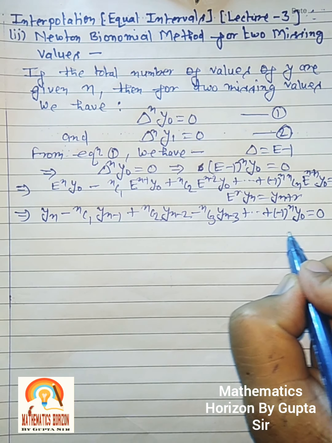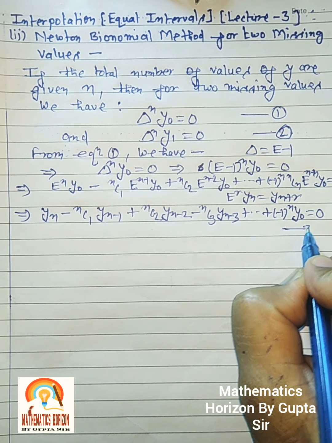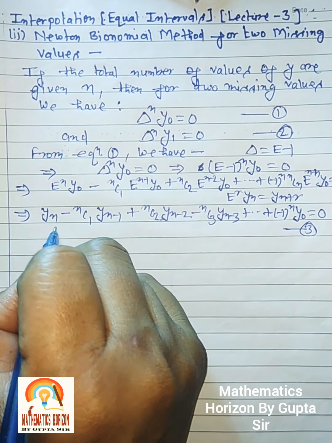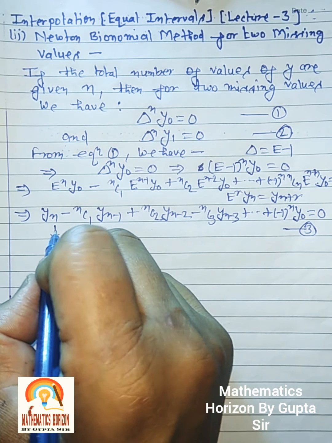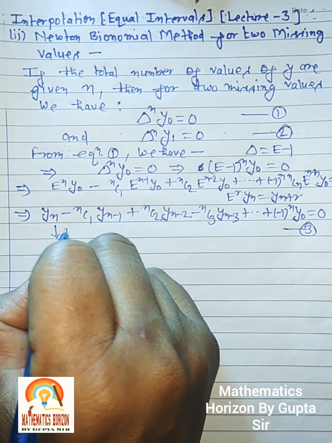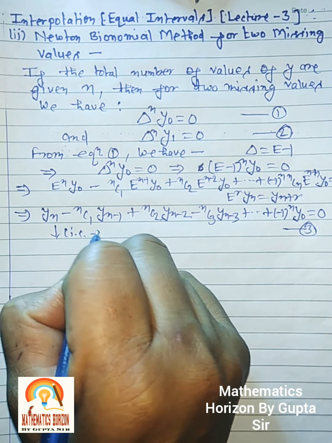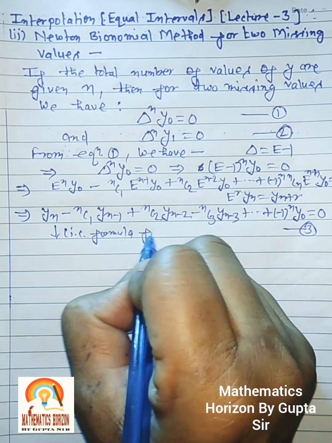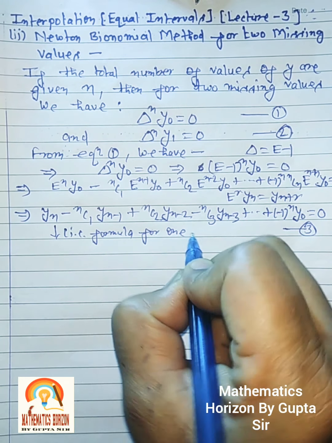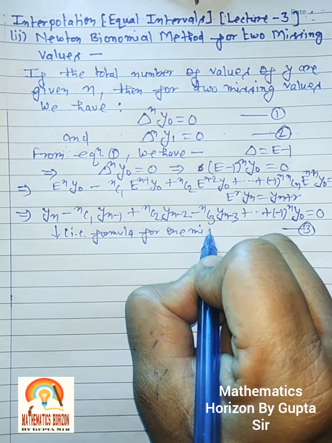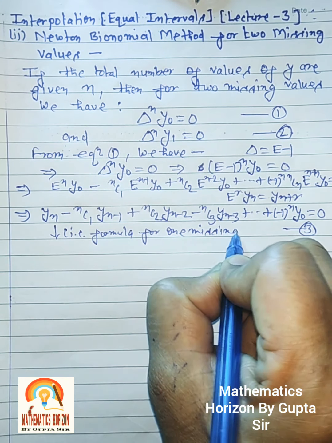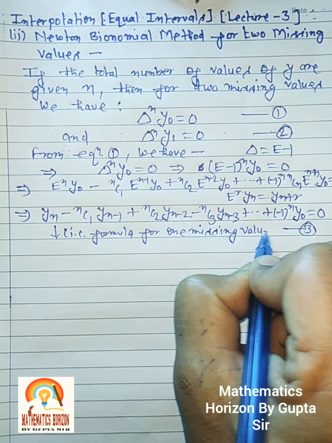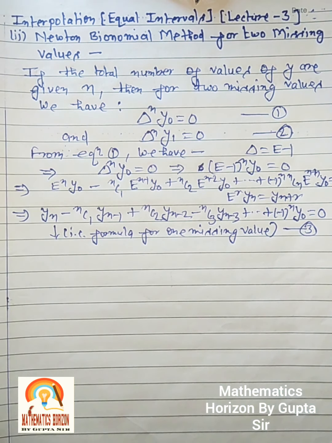Suppose this is equation number 3, which is a formula for one missing value.